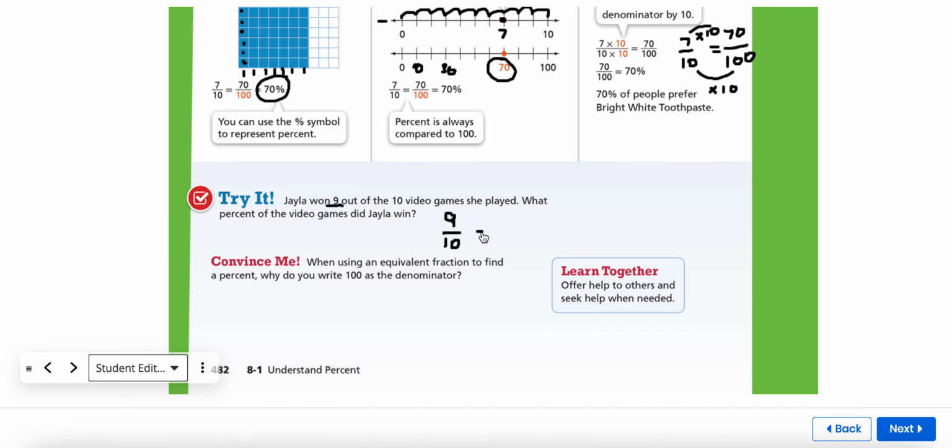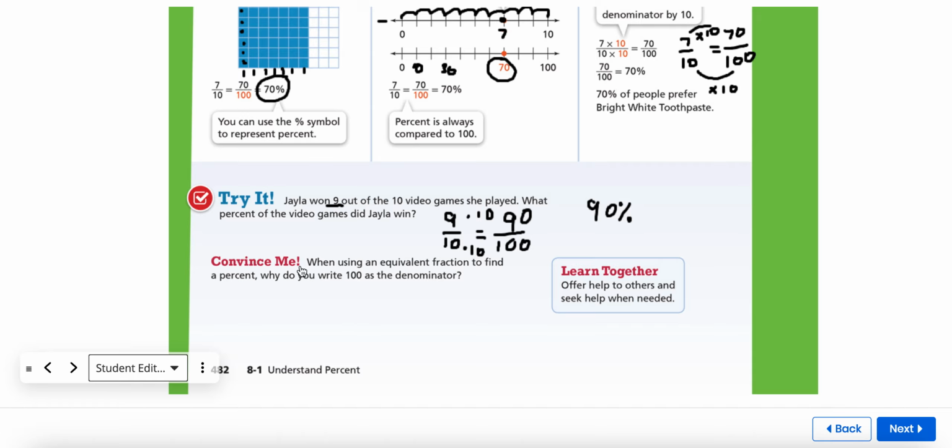And we're going to write an equivalent fraction that compares to 100, because every percent is compared to 100. How do you go from 10 to 100? You multiply by 10. So if you multiply 9 times 10, that will give you 90. Therefore, Jayla won 90% of the games. So the answer is 90%. So once you do that, you just write this number on the top and put it with the percent sign.